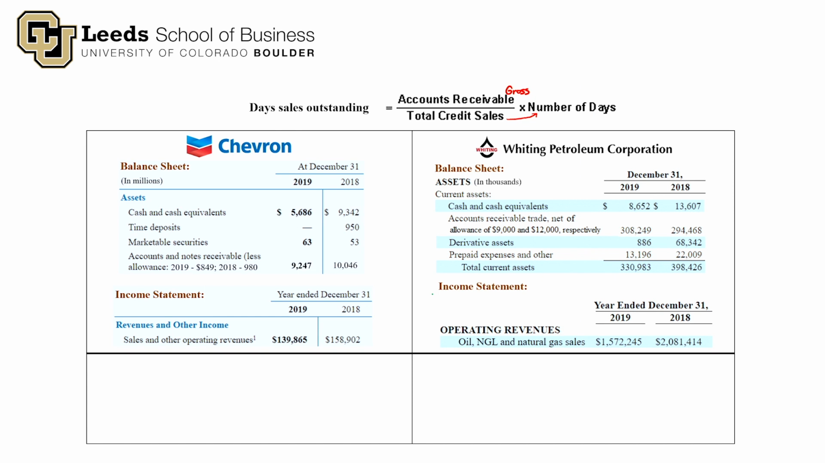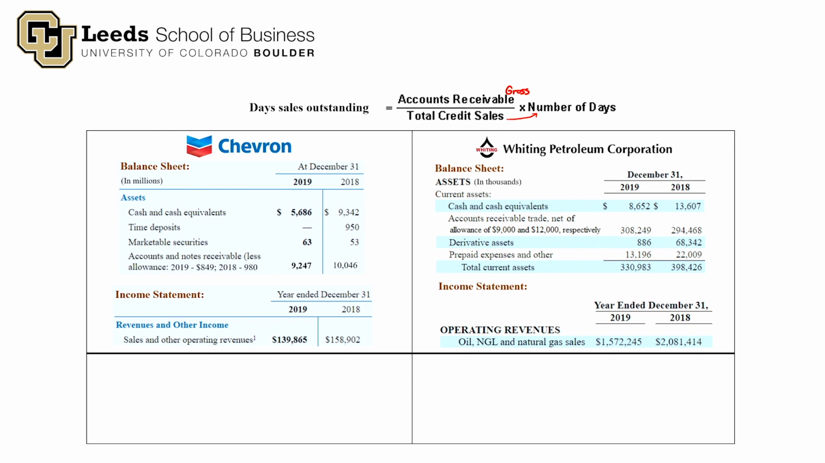Okay, so Chevron and Whiting Petroleum, these are both oil and gas companies. Chevron is significantly bigger than Whiting. And what we're going to do is compute days sales outstanding for these two companies and just compare and contrast. So first for Chevron, you can see the first part there is their balance sheet, and you can see they have accounts and notes receivable less an allowance of $849 for 2019. And that's 9247, and that's in millions, so it's 9,247,000,000.